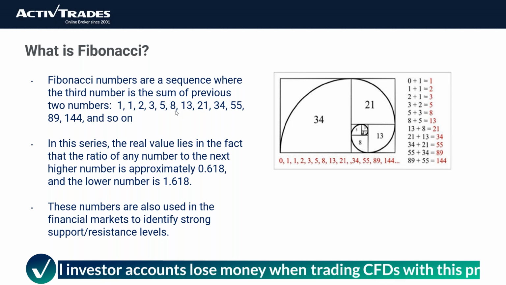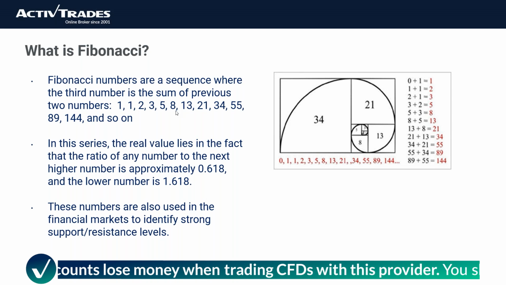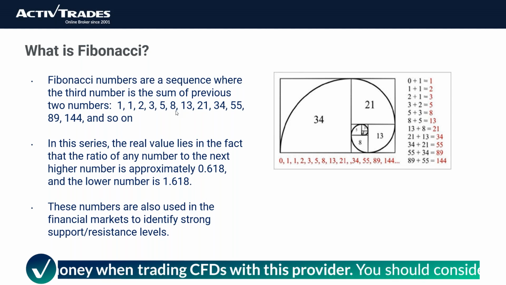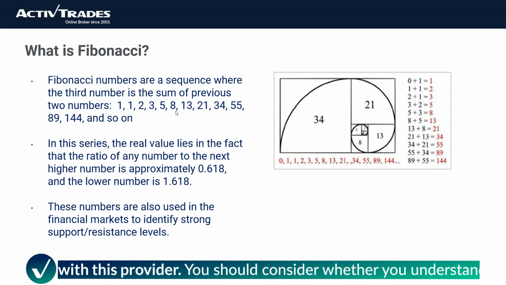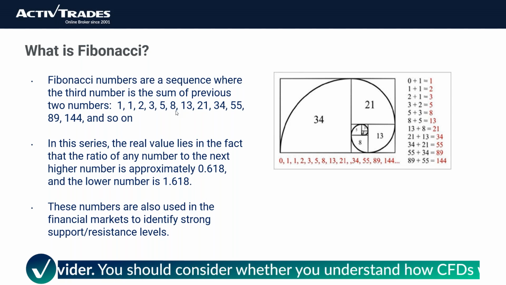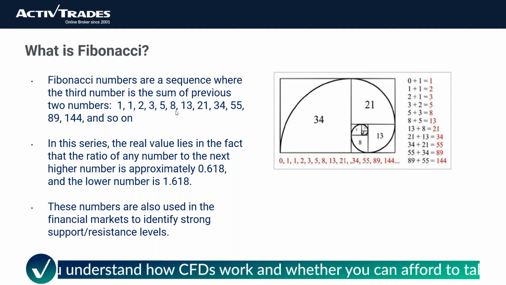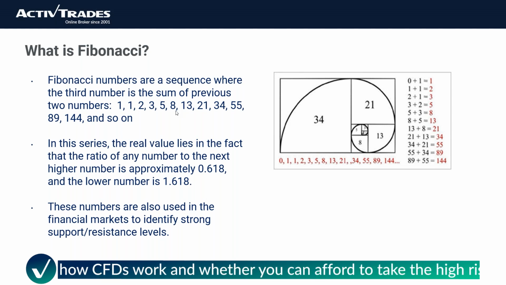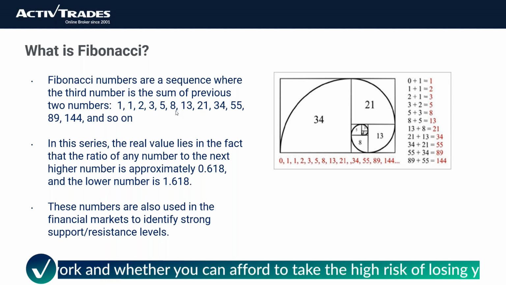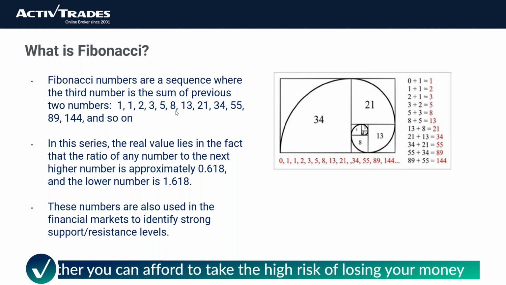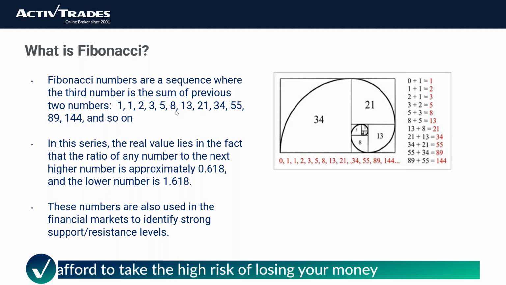How does it become even more important and relevant for traders? The real value lies in the fact that the ratio of any number to the next higher number is approximately 0.618, and the lower number is 1.618. And these two numbers start to become very, very interesting for traders, because those numbers can also be used in financial markets to help identify strong support and resistance levels.